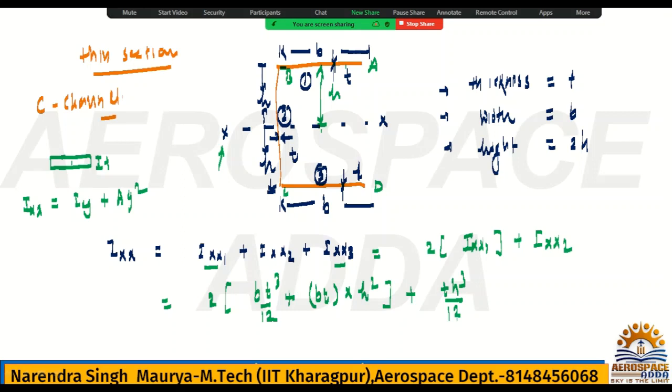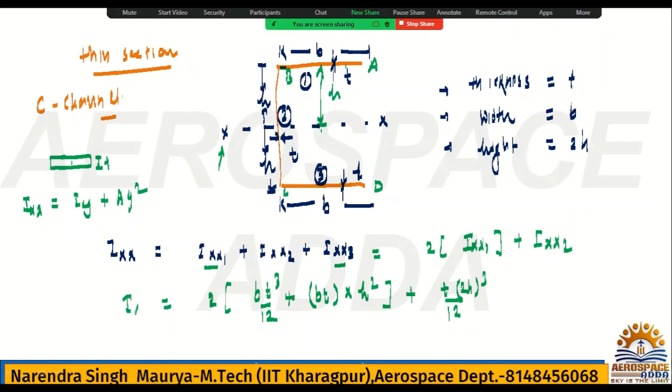The whole length is 2h, sorry, it is h plus h, which is 2h. Make it correct: it is t times 2h cube by 12. Now this is fine. So this is the I-axis.